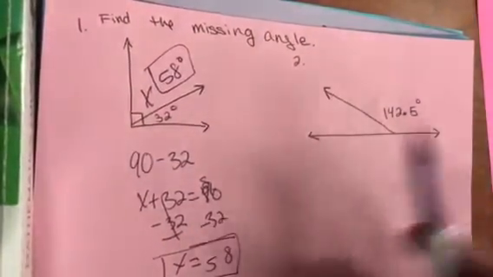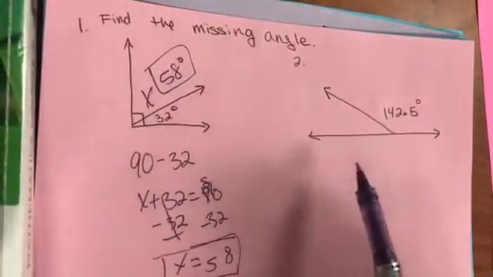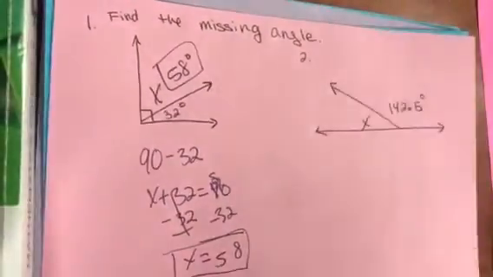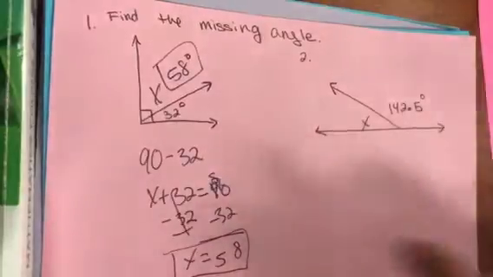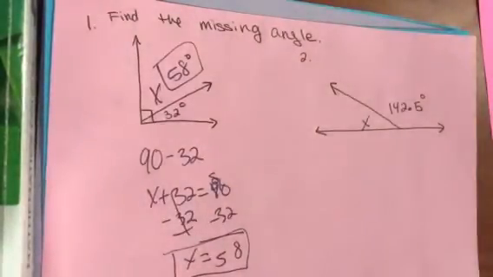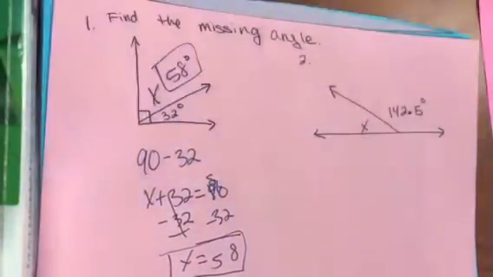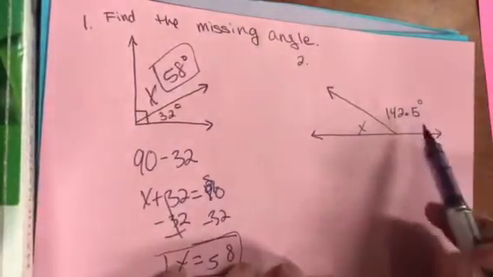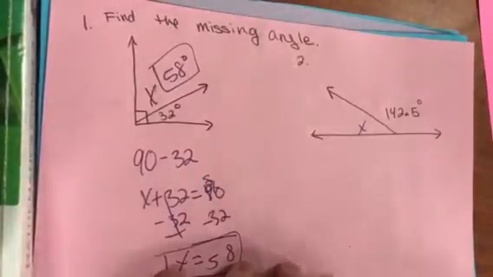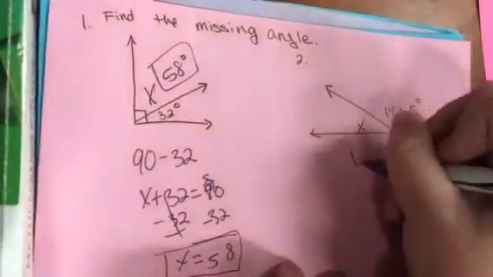Now, how do I find this one here? How to find little x? Well, it's a straight line, right? What's the measure of a straight line? 180 degrees. That is very important to know. If you would extend this down, it would be 90 plus 90, which is 180. So you guys need to know a straight line is 180 degrees. So now how do I find out what this angle is? Should we set up the equation again?